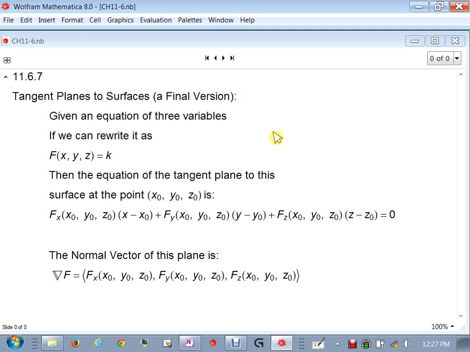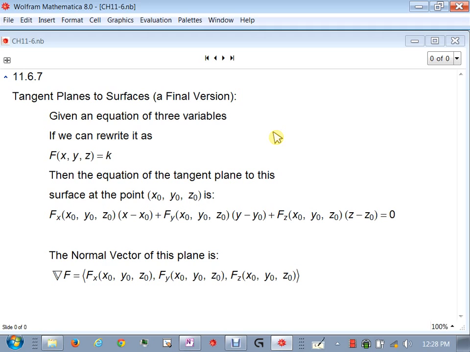What's the equation of a plane? A times (x minus x naught) plus b times (y minus y naught) plus c times (z minus z naught) equals 0, right? That's the standard equation of a plane, where a, b, c is the normal vector. This is that equation, isn't it?